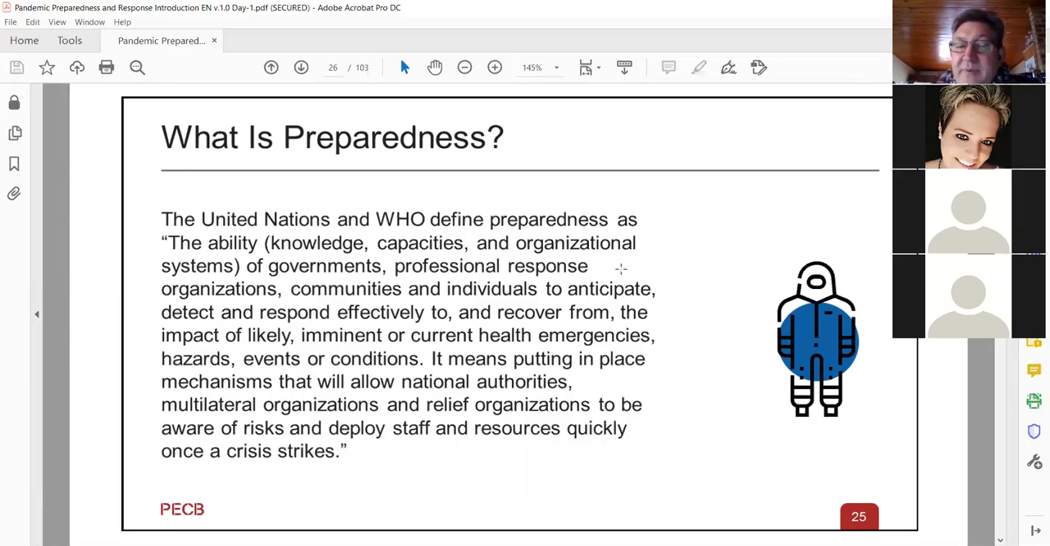It means putting in place mechanisms that will allow national authorities, multilateral organizations, and relief organizations to be aware of risks and deploy staff and resources quickly once a crisis strikes. Now, preparedness in this space means what you need to have: the budget, the capacity of people, the skills, the competencies, and everything, and even testing kits and all those kinds of things.